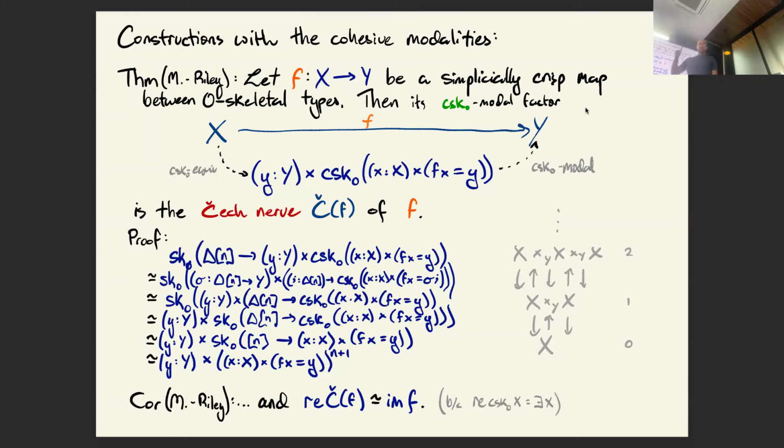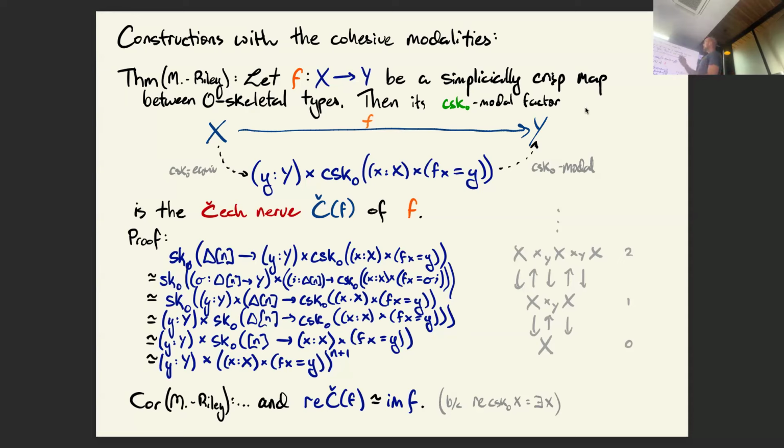I want to emphasize that if I replace co-skeleton 0 with exists, right? If I said this thing here was the y's in Y such that there exists an x in X such that f of x equals y, that would be the image. So this is like the image, but with zero co-skeleton. So that's the Čech nerve of f. And we can compute that. I mean, it's the Čech nerve of f when both of these are zero skeletal, excuse me.